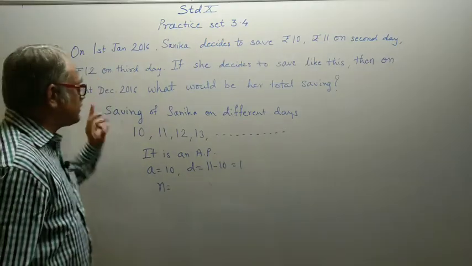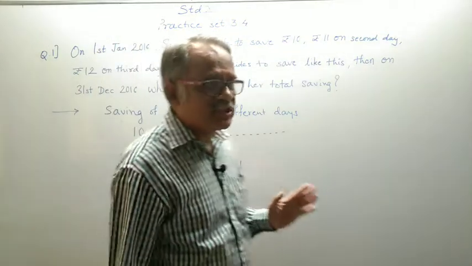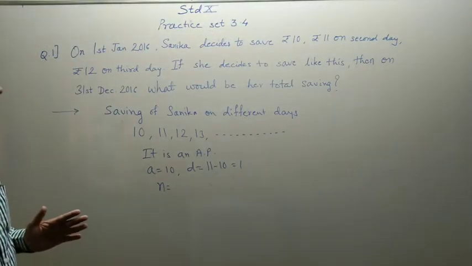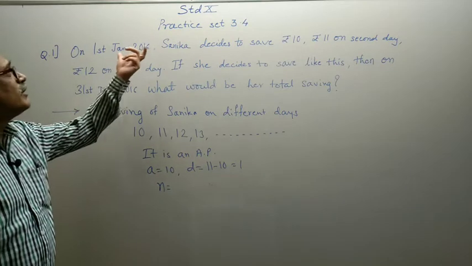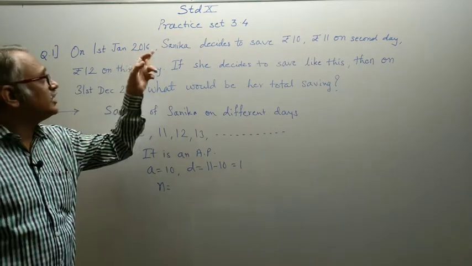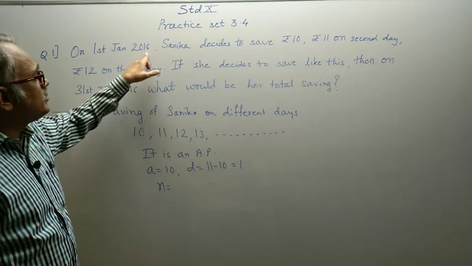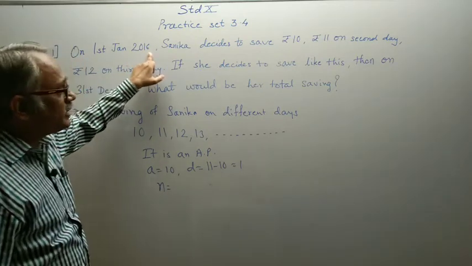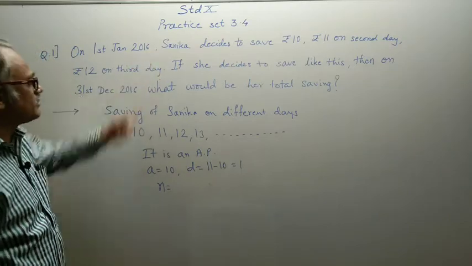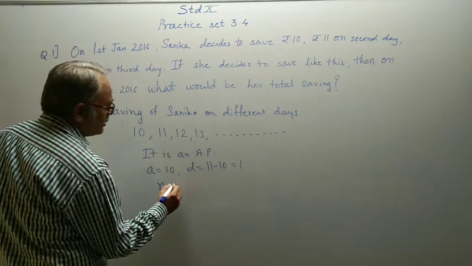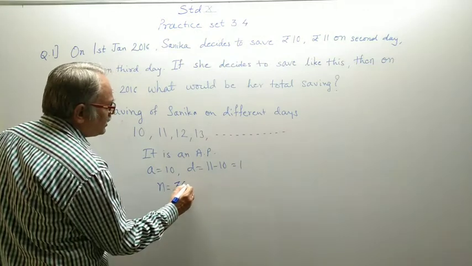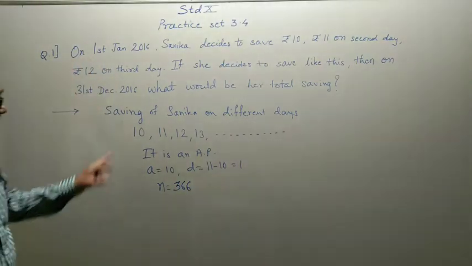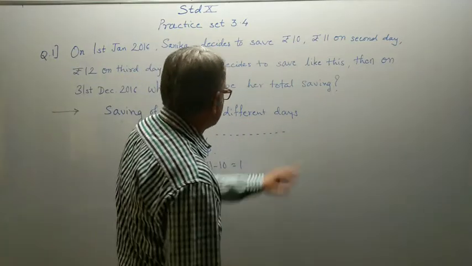1st January to 31st December, generally it is 365 days, so we will write 365, but in this case it is wrong because it is 2016. If last two digits are divisible by 4, then it is a leap year. It is not of 365 days but of 366 days. So she is saving for 366 days. So N is 366. Such 366 terms are there.